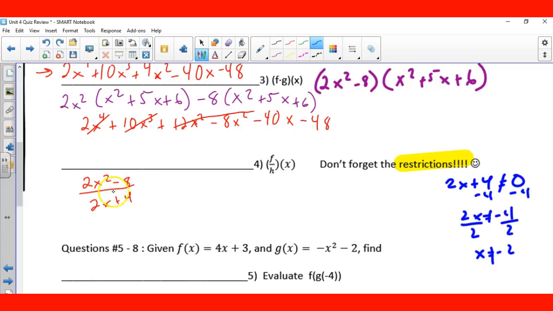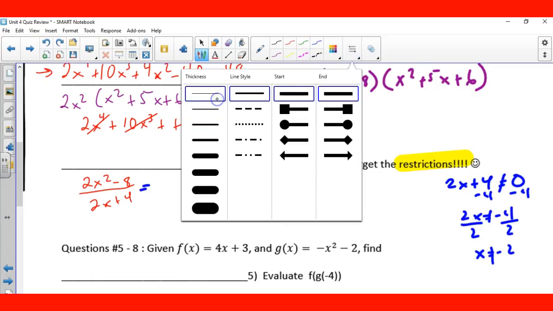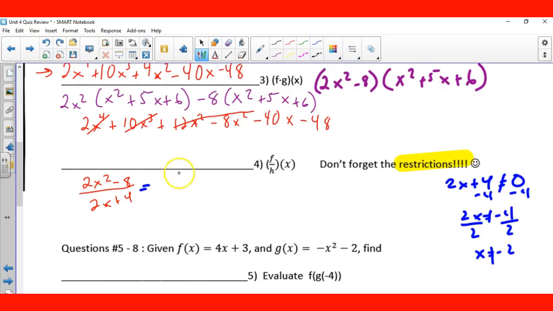Okay, so anyway, now let's go and simplify this. Alright, remember what I said? We want to factor everything. So when I factor this top, I'm going to factor out 2, the greatest common factor. So I factor out a 2, I'm left with x squared minus 4. And then down here, I'm going to factor out the greatest common factor, and I'm left with x plus 2. Now, this right here, guys, is the difference of 2 squares.